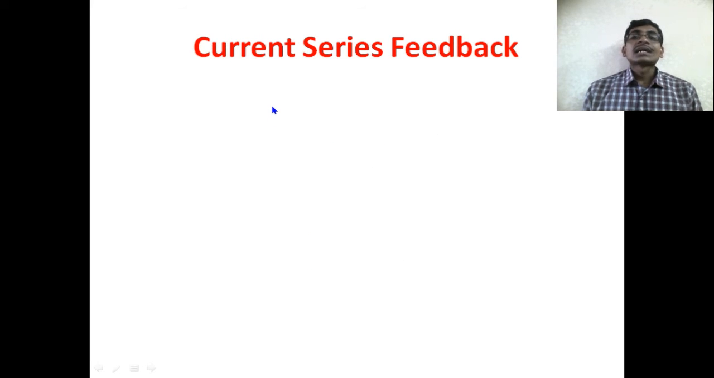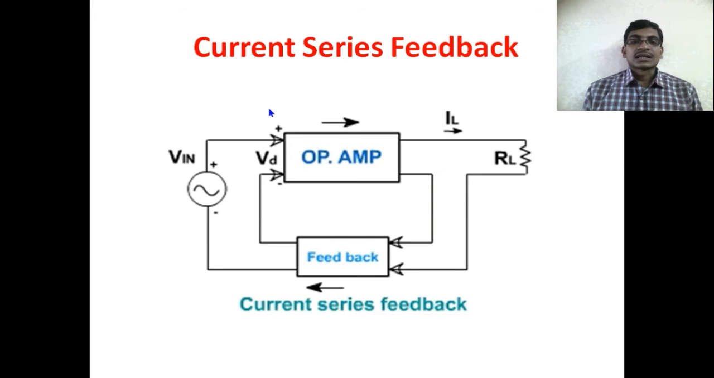Next is the current series feedback. Here the first word represents the sampling, so we are sampling the current here, not the voltage. That is why the series configuration is used here. First the load current will flow through the load, then it will go to the feedback section, then it will come back to the operational amplifier. This is the loop.